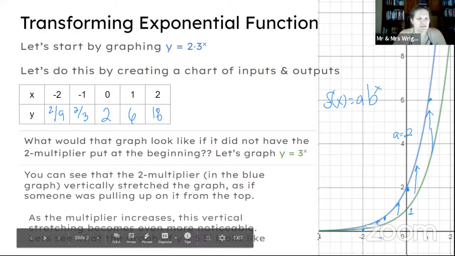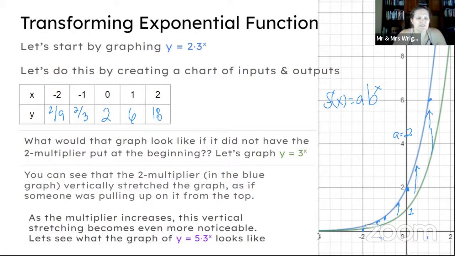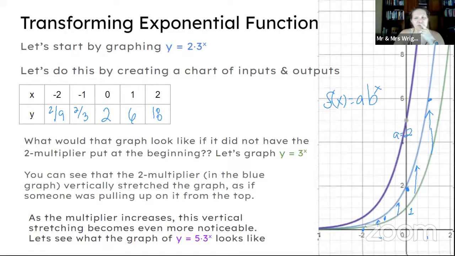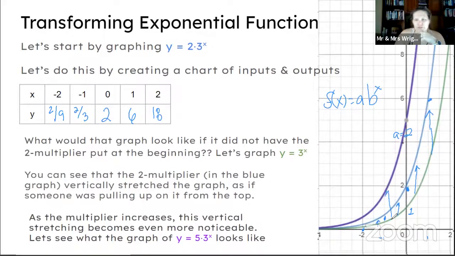And that's exactly what that says. As the multiplier increases, this vertical stretching becomes even more noticeable. So I want us to take a look at what is 5 times 3 to the power of x. What is that going to look like? Because the bigger the multiplier number is, the more it's going to stretch upwards. The faster it'll go up. So here's the purple one. And you can see with this purple one, if we move from the original to the one with the 5 multiplier, look at the difference between where it is on the green one to the purple one, and you can see it's been pulled up even further.